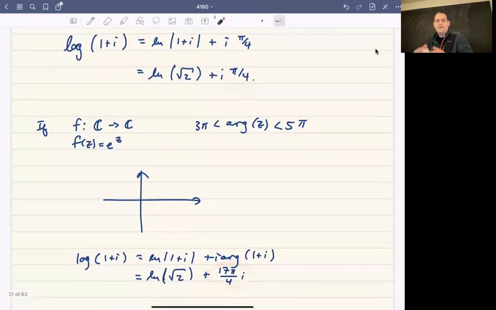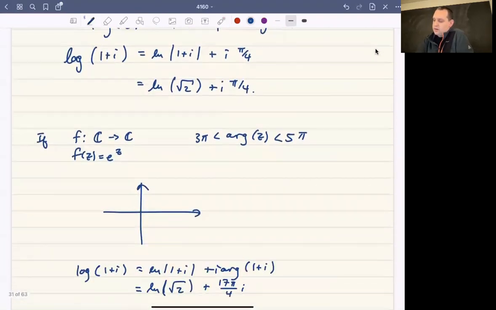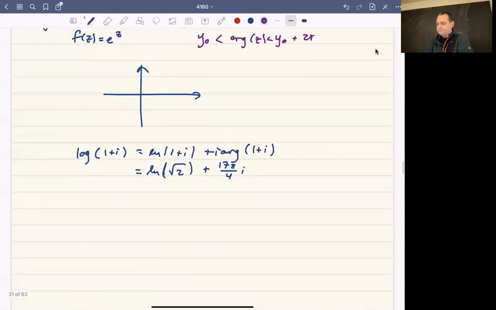And so that's why we always have to determine what this branch cut is going to be ahead of time. Now, once we have a branch cut, you can do this in general: you can think about if you want the argument to go from some point to that point plus 2 pi. I'm just going to do this from negative pi to pi.